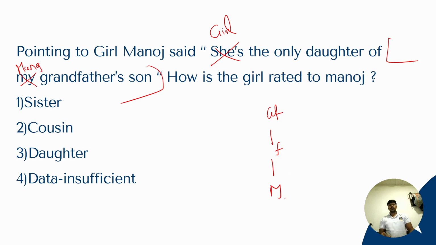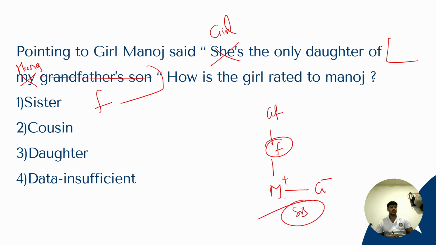So Manoj's grandfather's son is Manoj's father. We got stopped at F. So remove everything and write F. So girl is the only daughter of F. If the girl is the only daughter of F, Manoj has to be a male person and that girl will become Manoj's sister. But listen, there is one more possibility.